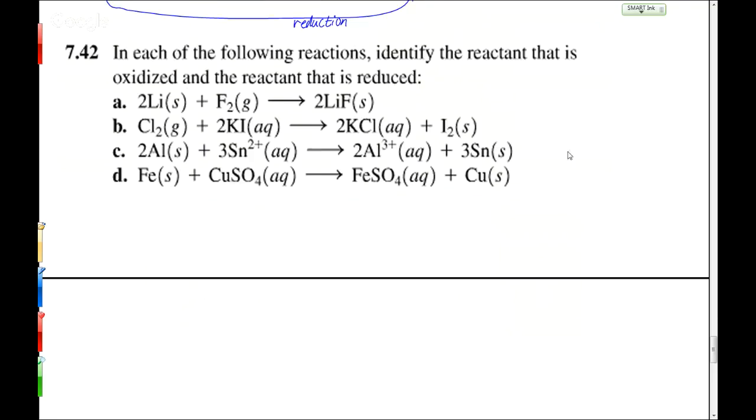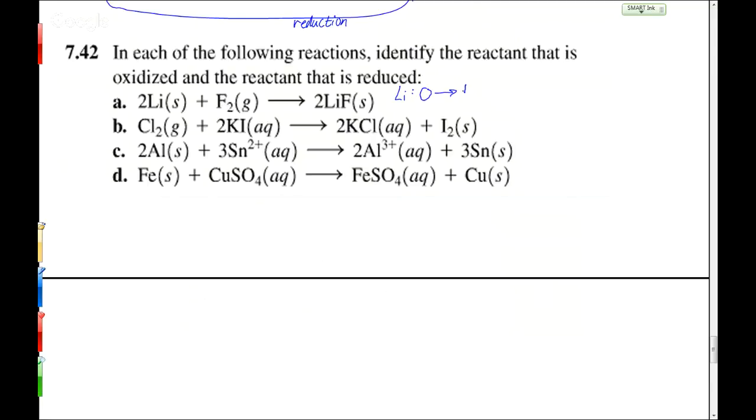Okay, let's take a look at these. What you want to do for these types of reactions is map out the charges. Figure out what the charge is on each thing on each side of the equation, and then look for the ones that change. So what's the charge on lithium on the left side of the equation? It's 0 because it's just lithium. Don't worry about the subscripts or the coefficients. If it's not part of a compound with other stuff, it's just an element and its charge is 0. So lithium goes from 0 to what on the other side?